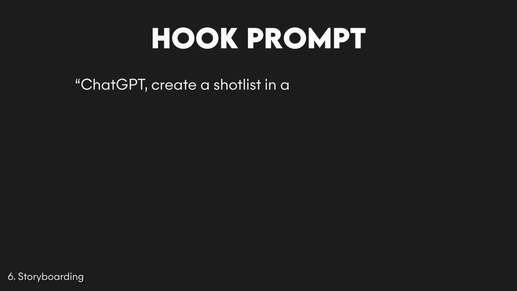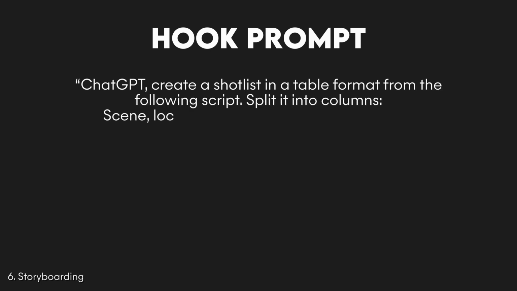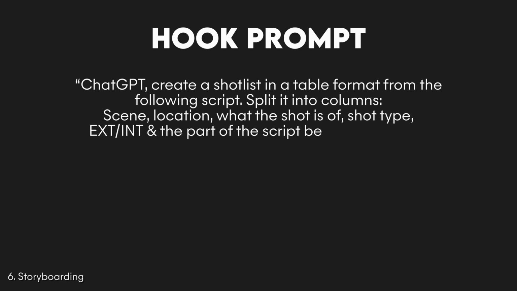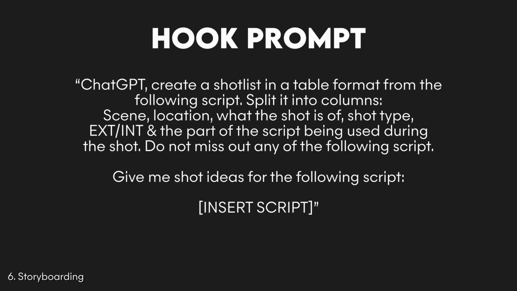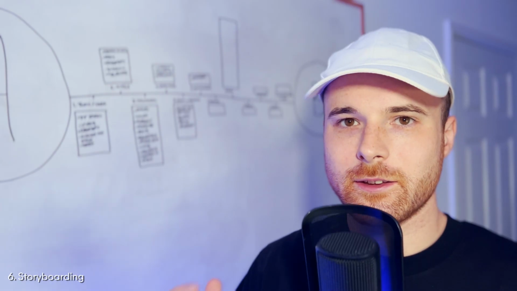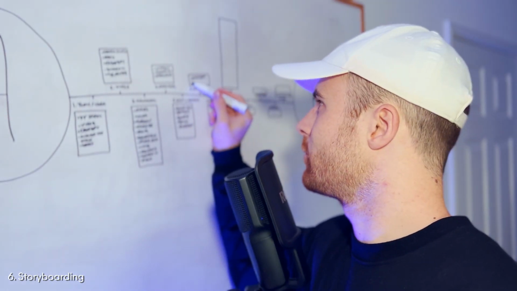ChatGPT, create a shot list in a table format from the following script. Split it into columns: scene, location, what the shot is of, shot type, exterior, interior, and the part of the script that's being used during the shot. Do not miss out any of the following script. Give me shot ideas for the following script. Then insert your script. And to make my storyboards, I use a tool called Figma.